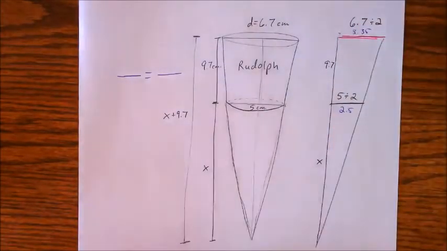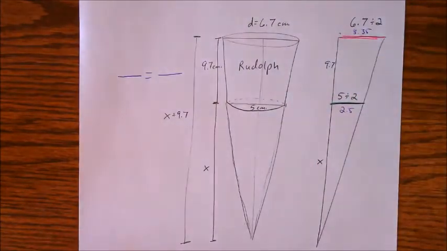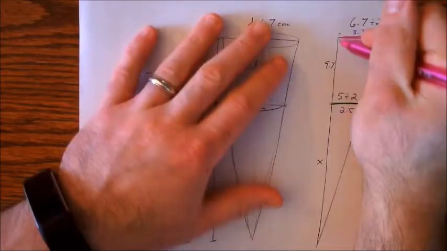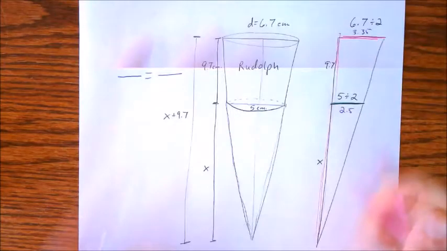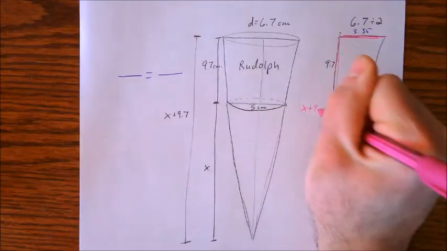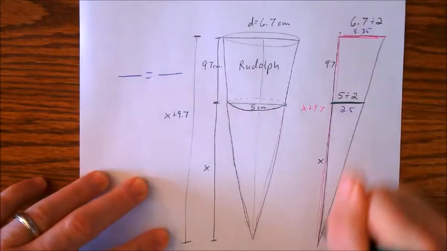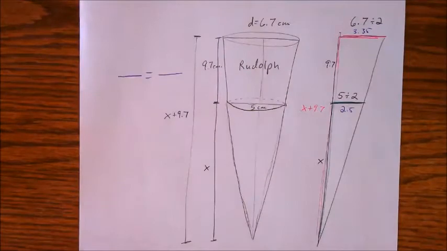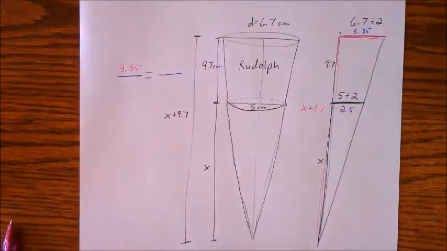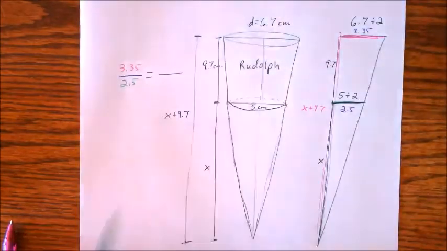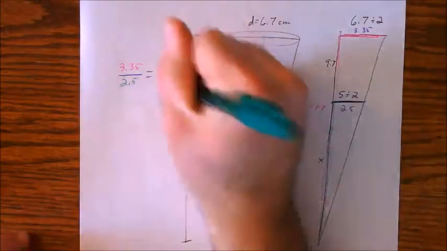So I'm going to do this pink to this green, and then I'm going to do all the way down pink. So that pink side of that long triangle is x plus 9.7. And of the green one, it's just x. So the proportion is going to look something like this: 3.35 is to 2.5 as x plus 9.7 is to x.